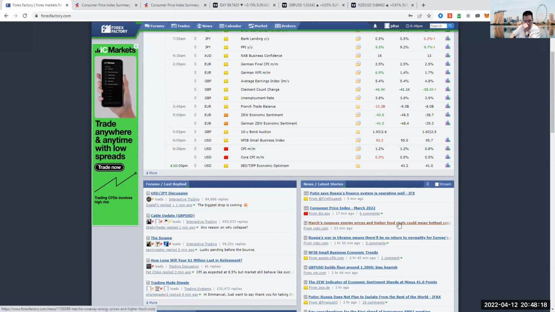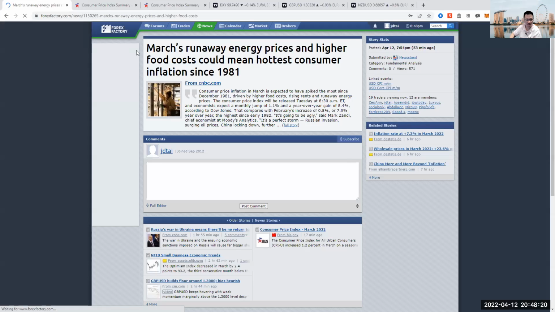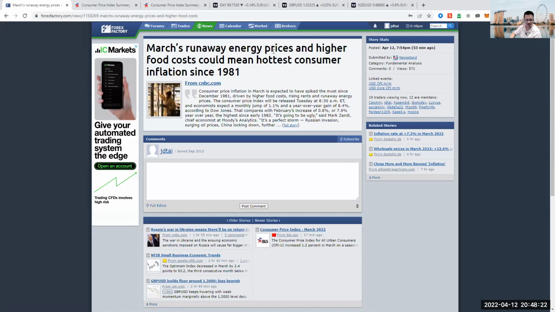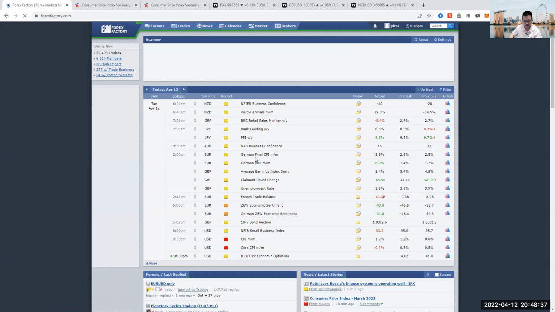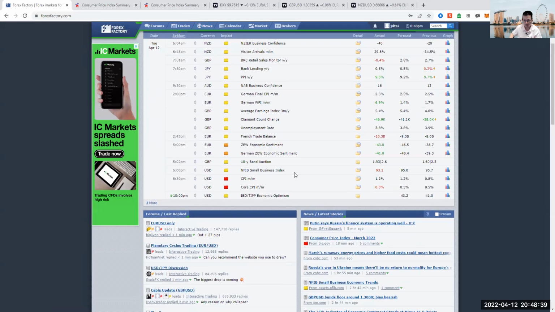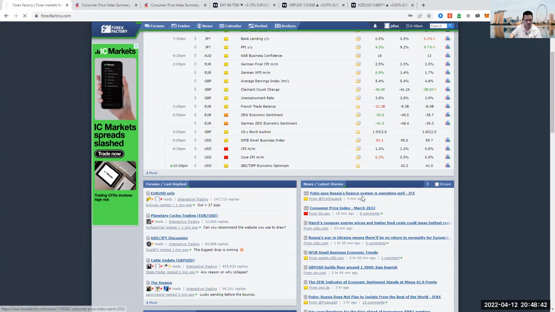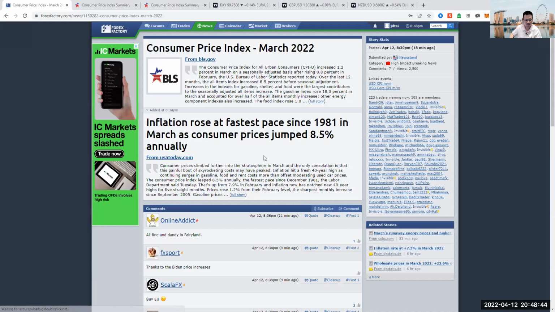Right. See, so even with all this news, March runaway energy prices and higher food costs could mean hottest consumer inflation since 1981. That's before I was born, right? But yet we're still seeing the dollar weaken, which is a bit surprising. That's the news we just saw. Yeah, so it's from 7.9 to an 8.5.